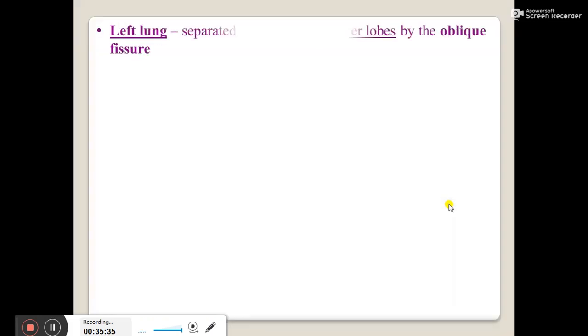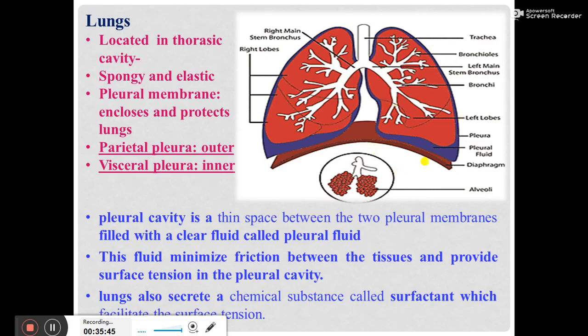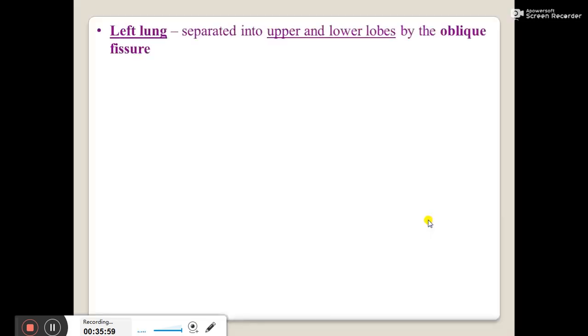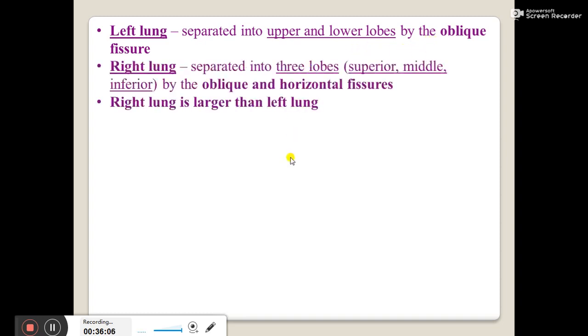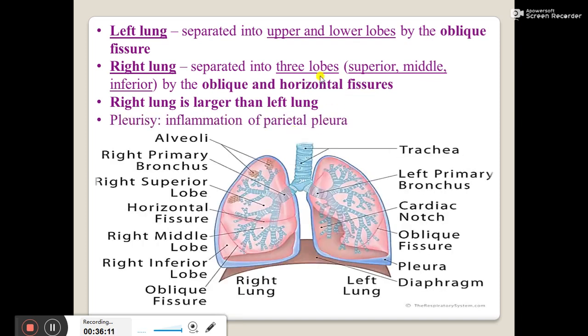Next, the left lung and the right lung. The right lung is a little larger than the left lung, and the right lung shows 3 lobes, while the left lung shows 2 lobes. We will see this in the next slide. The left lung is separated into upper and lower lobes by the oblique fissure, and the right lung is separated into 3 lobes, superior, middle and inferior, by the oblique and horizontal fissures.